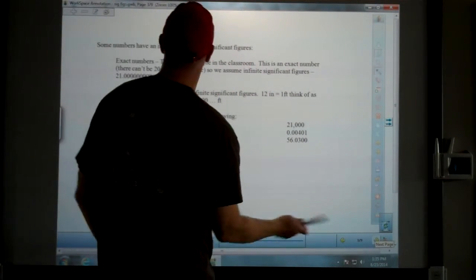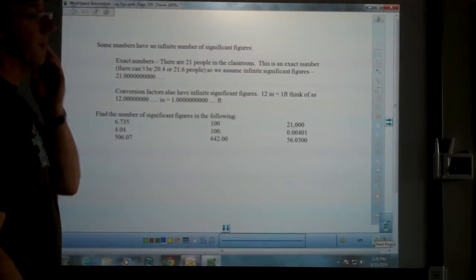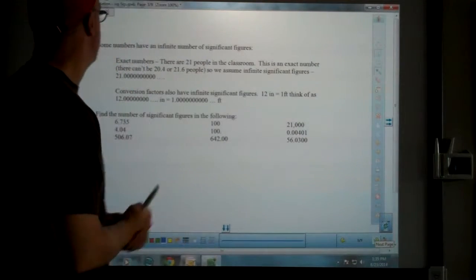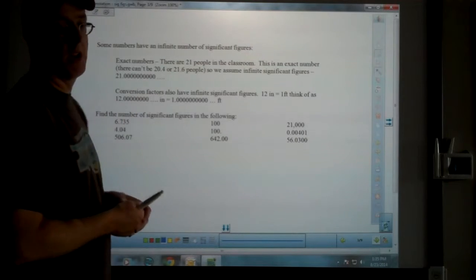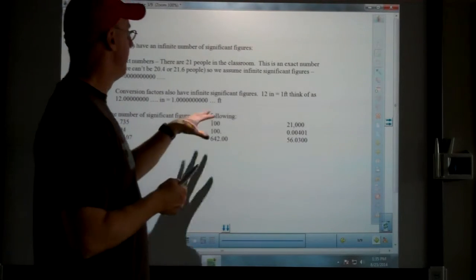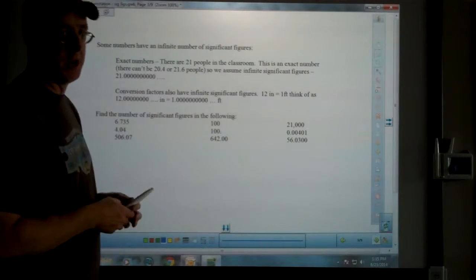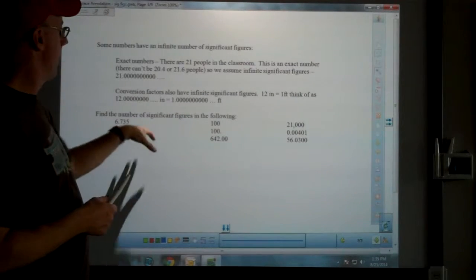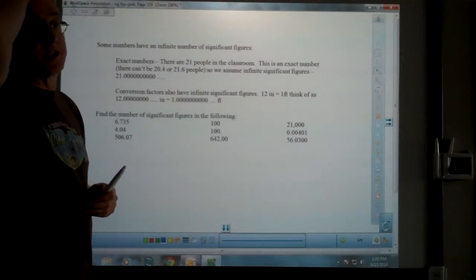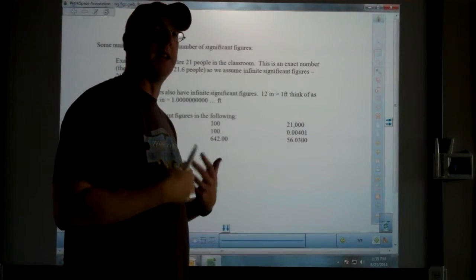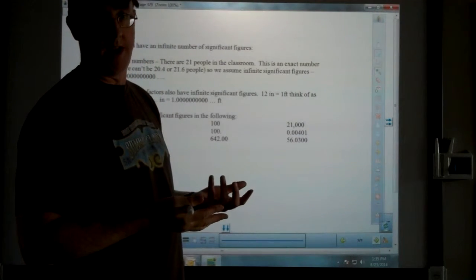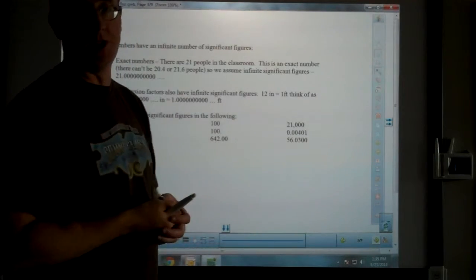Oh yeah, some have infinite significant figures. So if it's an exact number, count of people, things like that, they have infinite sig figs. And then conversion factors, since they're exactly equal to each other, they have infinite sig figs also. And I'll have a video on conversion factors. So go ahead and determine the number of significant digits, significant figures in those numbers. And then I have the answer key at the end of the video. And I'll go ahead and show that page here in just a little bit.